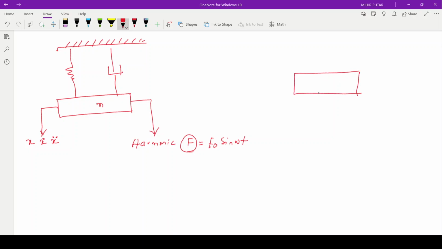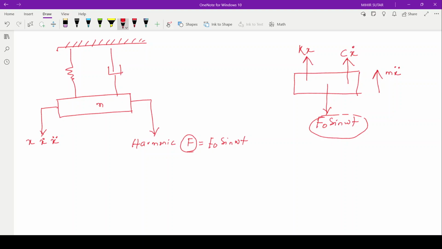Now if you draw the free body diagram of the forces acting upon the mass, we have the force F0 sin omega t. This is the external force that we have applied on the system, and the spring force will act obviously in upward direction, kx, and this is the damping force cx dot, and inertia force mx double dot.